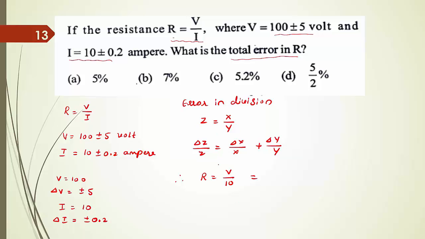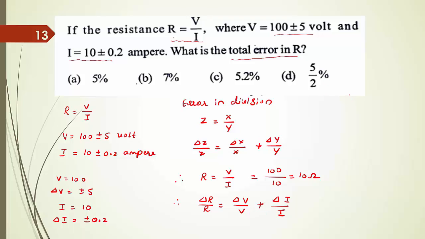Now substitute the values. R equal to V by I. V value is 100 divided by electric current 10. So 100 by 10 is how much? 10 ohm. This is error in division. Now we can use delta Z over Z. Therefore, delta Z over Z means we can write delta R over R is equal to delta V over V plus delta I over I. This equation we can use here.